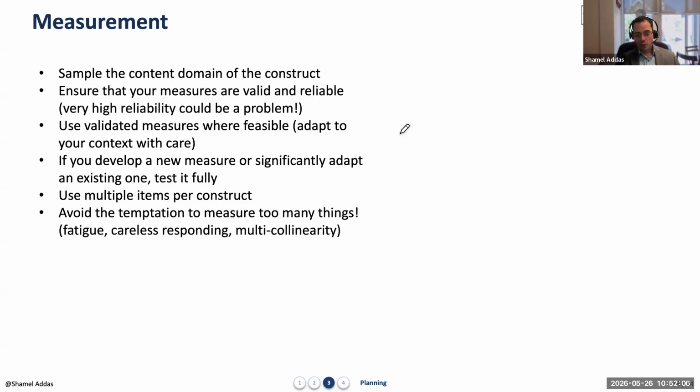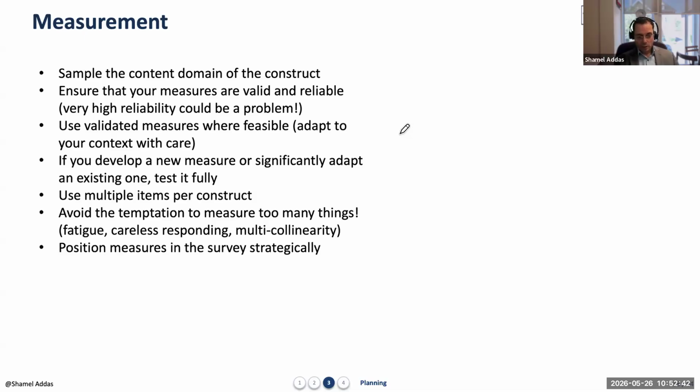And avoid the temptation to measure too many things, because a lot of problems will happen in your experiment design. In a lot of experiments, you have your manipulation, and then you have a bunch of measured covariates or outcomes. If you're measuring too much, it's going to be a problem. It can lead to fatigue. It can lead to careless responding. It can lead to multicollinearity, so lots of things correlating together, like covariates that are correlated together that might be affecting the predictions with regard to the outcome.